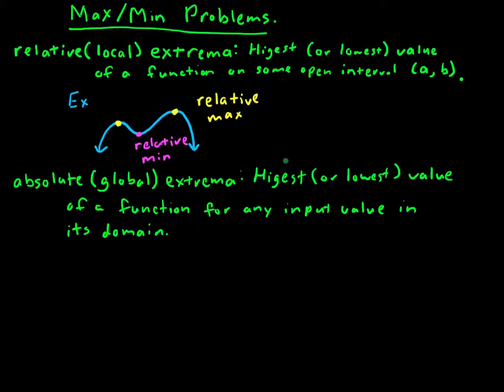Okay, so for example, this point right here is also the absolute maximum. Whereas these 2 points here are not an absolute maximum and not an absolute minimum, because there are higher points than this first yellow point and lower points than this first purple point.